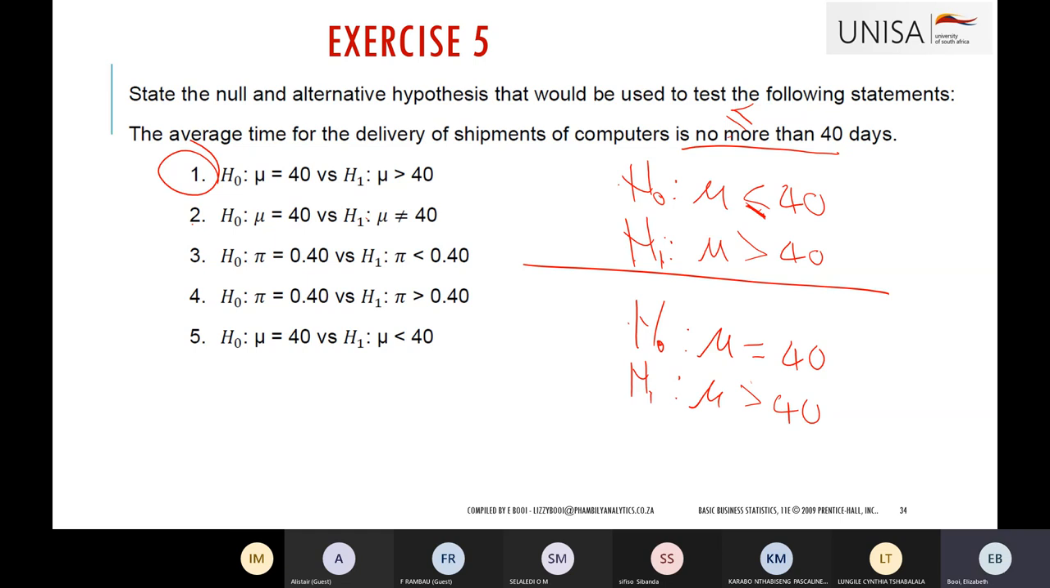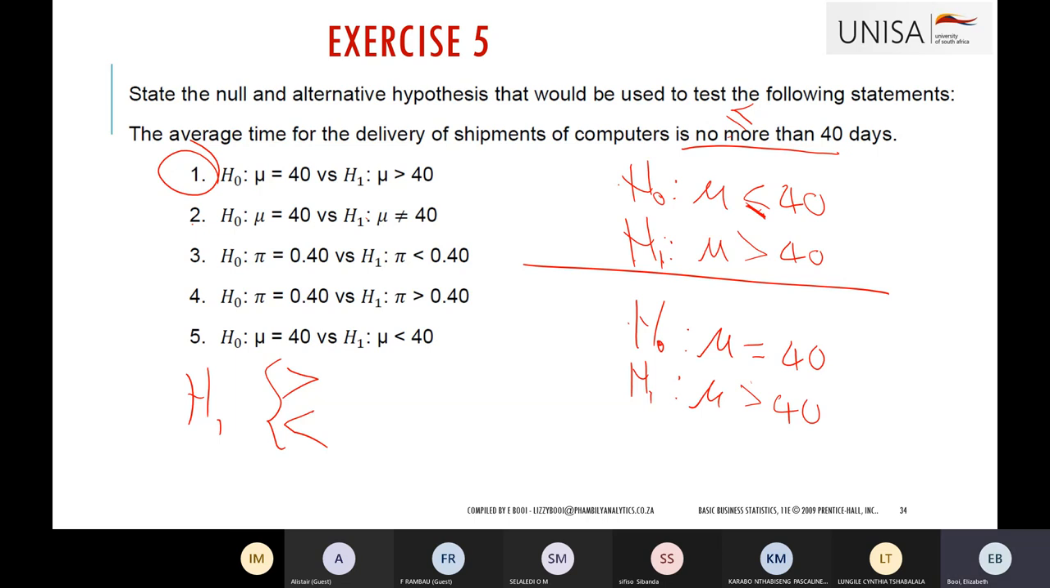If what the researcher is claiming does not have an equal sign, it cannot be in your null hypothesis. If the researcher wants to claim any of these, automatically it goes into your alternative. All of these are part of your alternative.